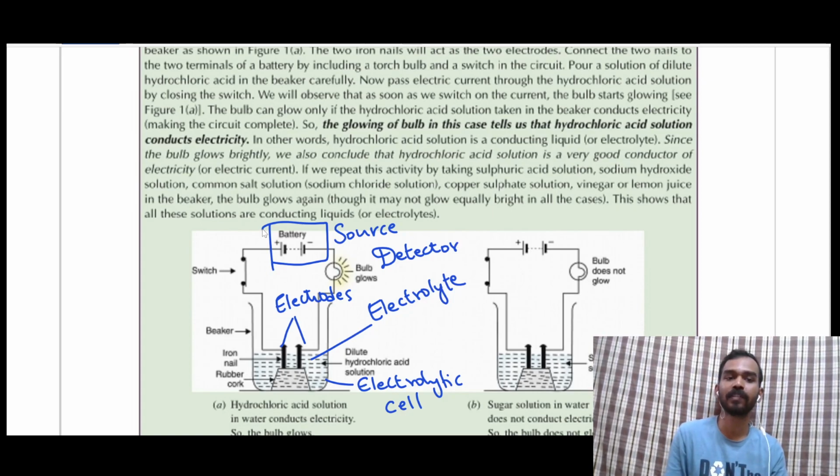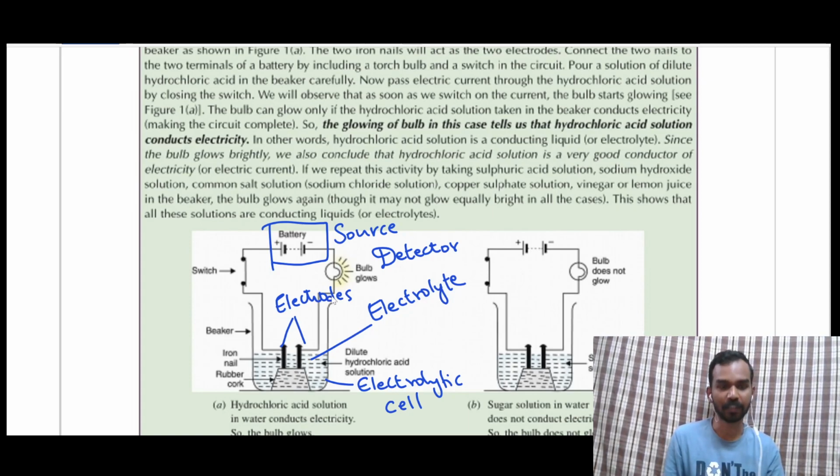So if the bulb glows, then it is conducting. That means it is an electrolyte. If the bulb doesn't glow, that means the current is not reaching here. That means it is not conducting. Then it is not an electrolyte. So that is the example that we will discuss.